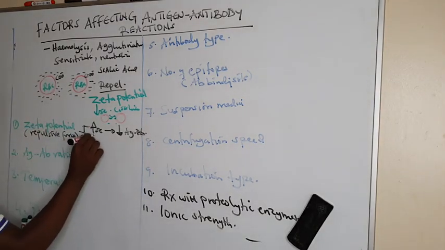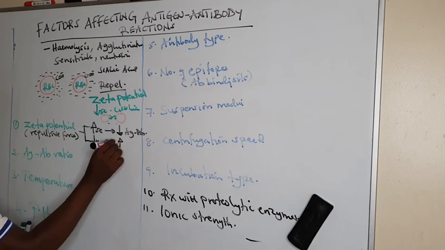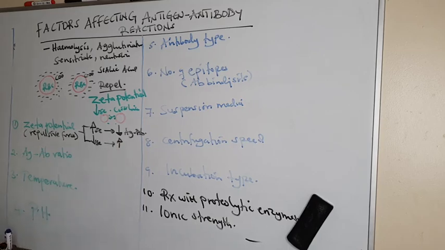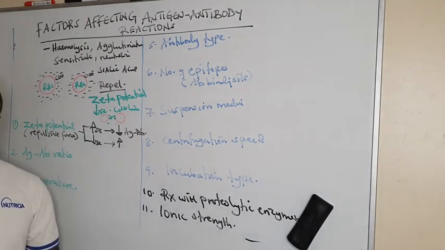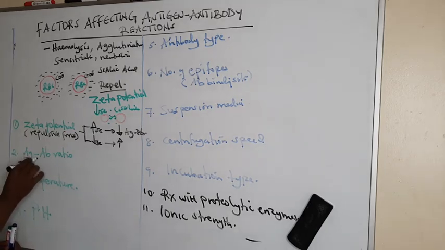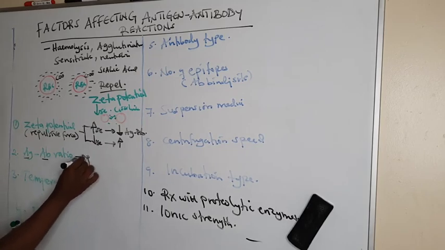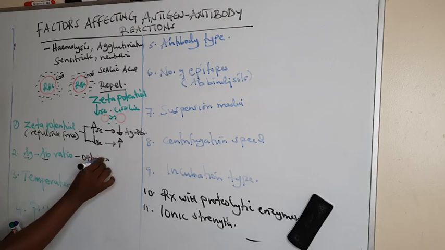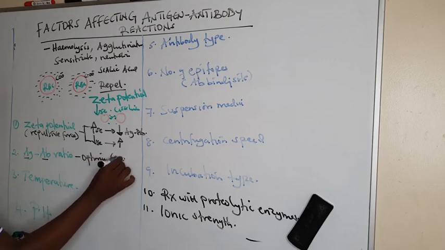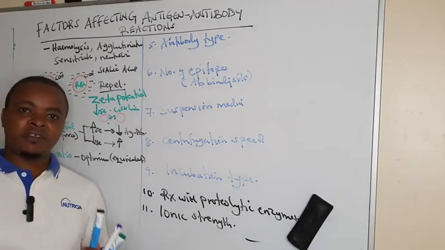But when the zeta potential is decreased, then the antigen-antibody reaction is faster. So this one is inversely proportional to the antigen-antibody reaction. Then the second factor is antigen-antibody ratio. The ratio should be optimal or equivalent. The ratio of the antigen to the antibody should be equivalent.